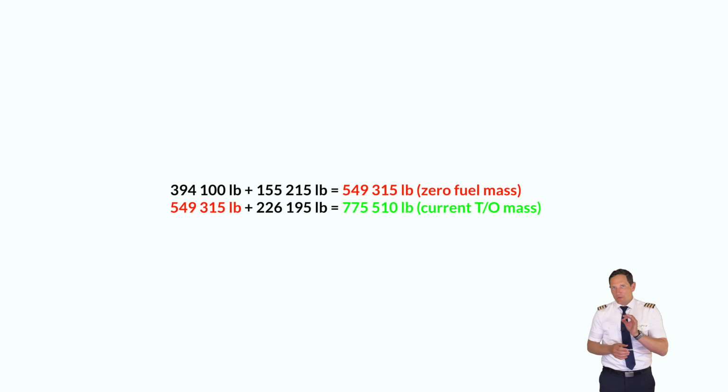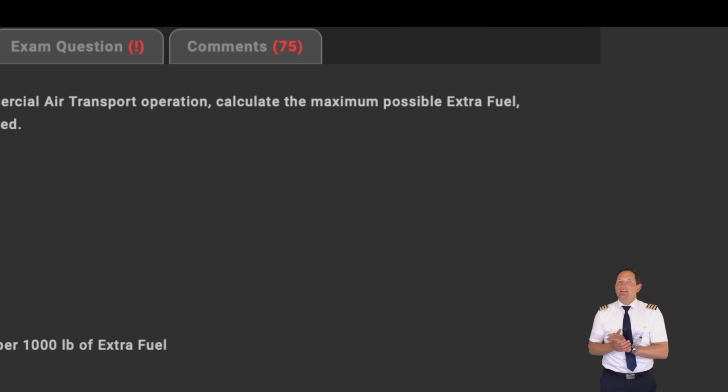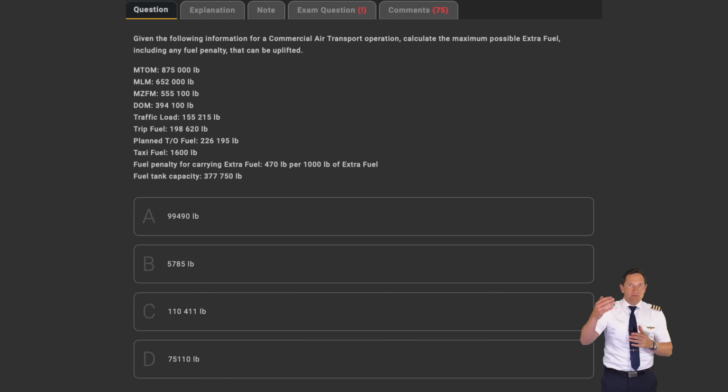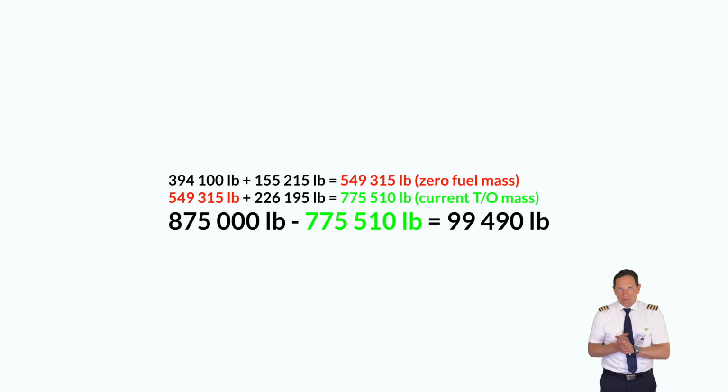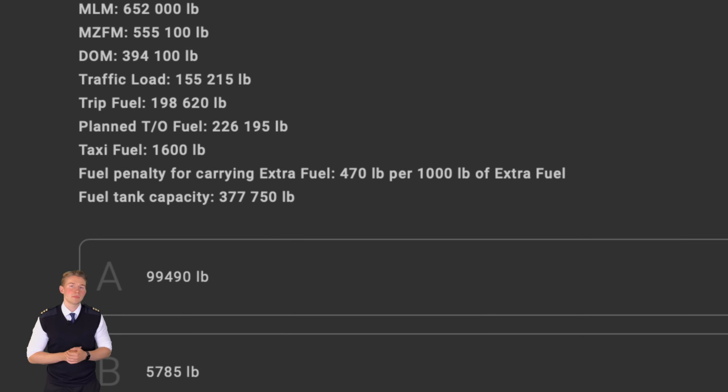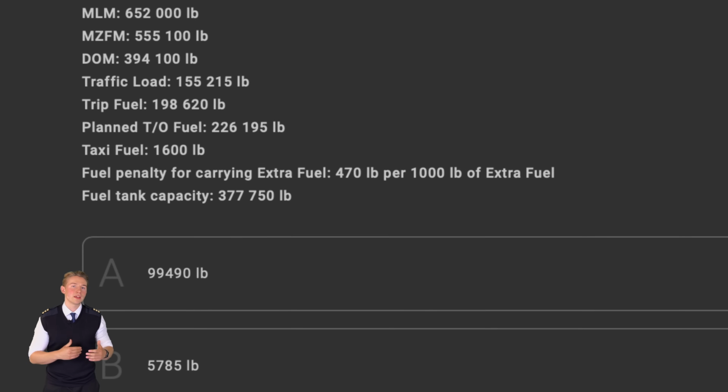If we go back into the question, it clearly states calculate the maximum possible extra fuel. So if we fill up the margin to the maximum takeoff mass, we get 99,490 pounds of extra fuel. Now don't get too excited because you believe you have the correct answer. You have to make sure that you aren't over your maximum landing mass with that amount of extra fuel. Therefore, we need to calculate how high the fuel penalty is if we would take all the extra fuel. Looking at the question again, it states you burn 470 pounds per 1000 pounds of additional mass added.